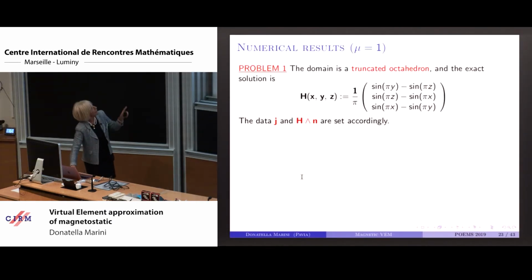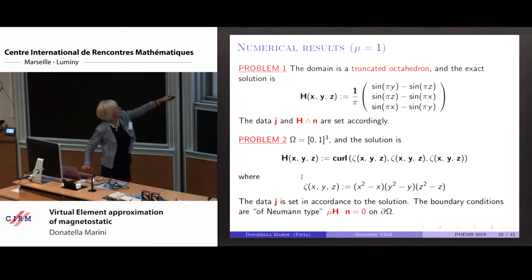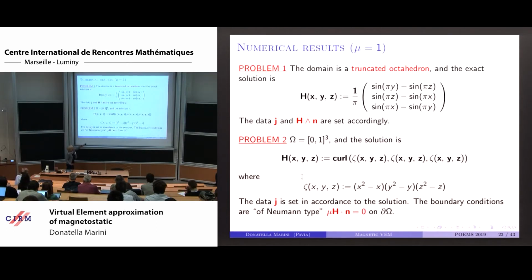Numerical results. First, the domain is a truncated octahedron, and the exact solution that we chose was that one. Second problem on a cube with exact solution given by the curl of this function here.